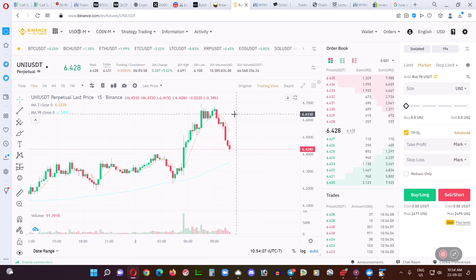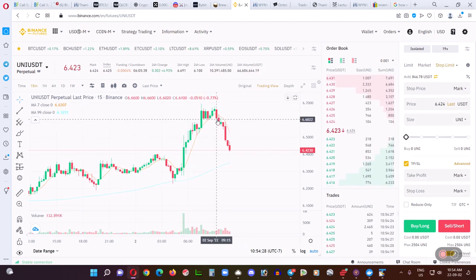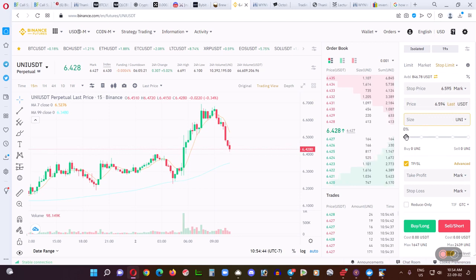All you got to do is, if you feel a short coming on, you wait for confirmation on the short, say it would be here, and wait for it to get down just a little bit past confirmation. You can use a stop limit order to place it, say, 6.595, and then down a teeny bit lower, 6.594.